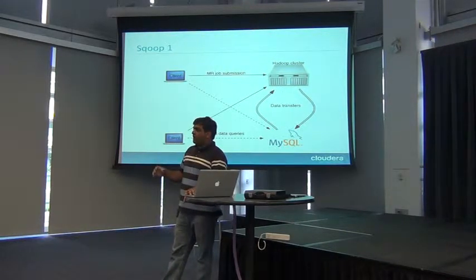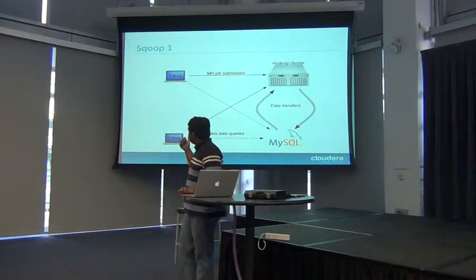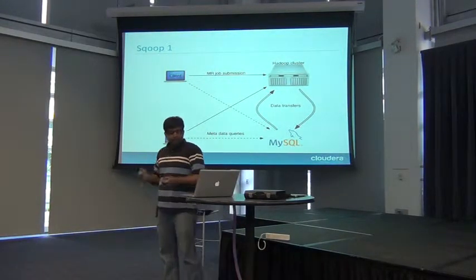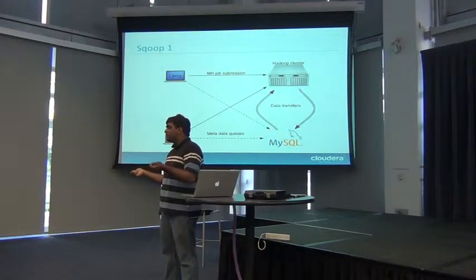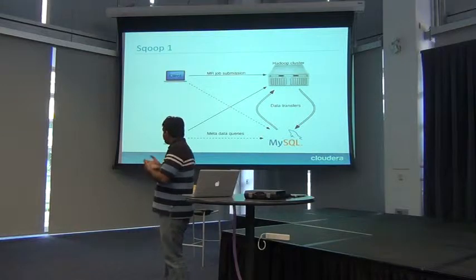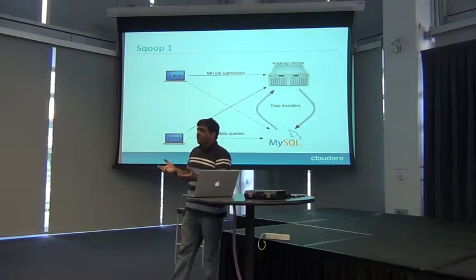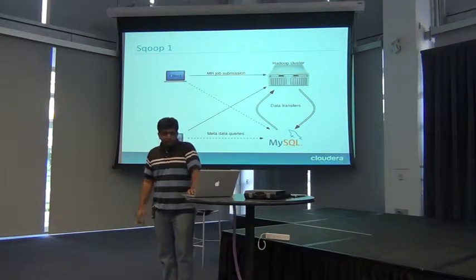Sqoop 1 was entirely a MapReduce client. So it works like this. A Sqoop client would actually submit the job to the Hadoop cluster directly. The Sqoop client also needed access to your SQL cluster, or if you have a single MySQL machine, to that one. So you can actually authenticate with that, log into that, and read the data or whatnot.